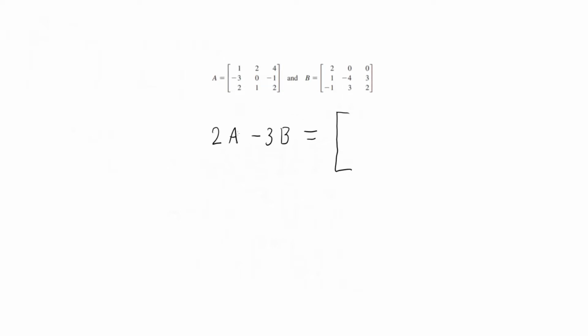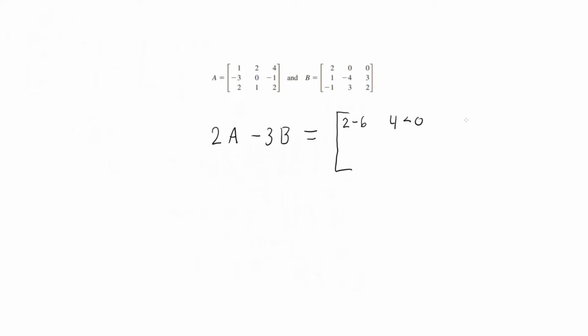And so because we have 2 of A, we're going to multiply that by 2. So we have 2 here. Column 1, row 1 of matrix B, we have a 2, and we're multiplying that by negative 3. So that's going to be minus 6. And we're going to do this for every other position. Column 2, row 1 of matrix A, we have a 2, so that's times 2 is 4. And column 2, row 1 of matrix B is a 0, so that's negative 3 times 0, which is minus 0.